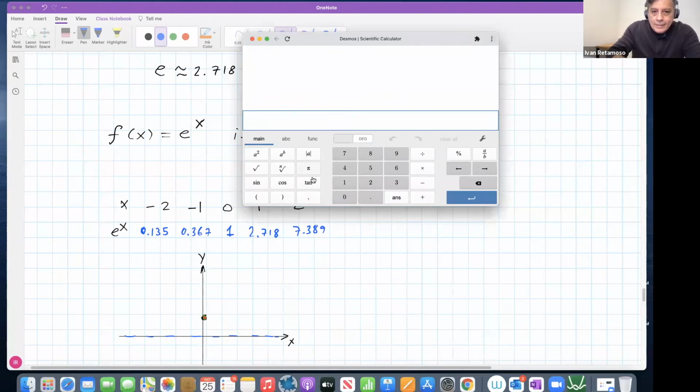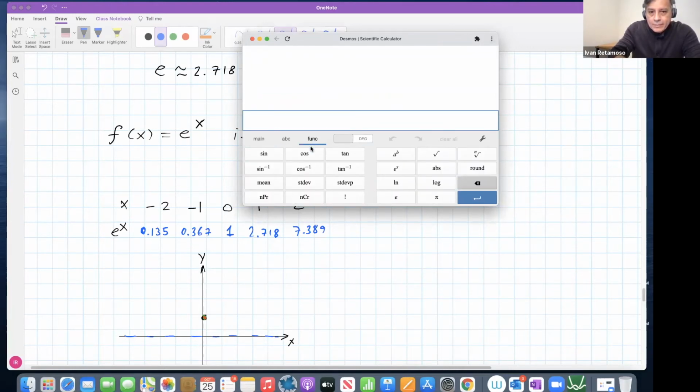E is here when you click in functions, e to the x. Look for that, e to the x. E raised to -1 is this, 0.3678, right? It's here. I just took 3 decimal places without even rounding. And e raised to -2, approximately 0.135, right? It's there.